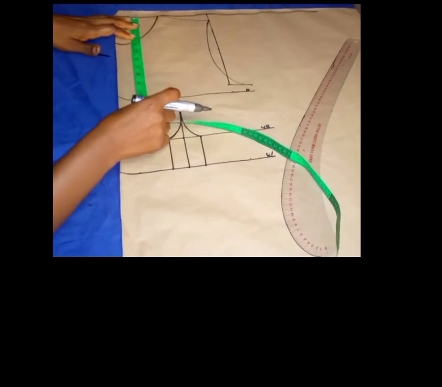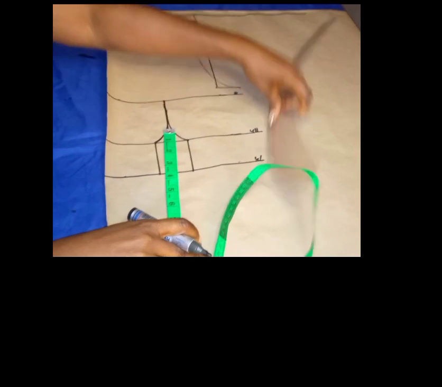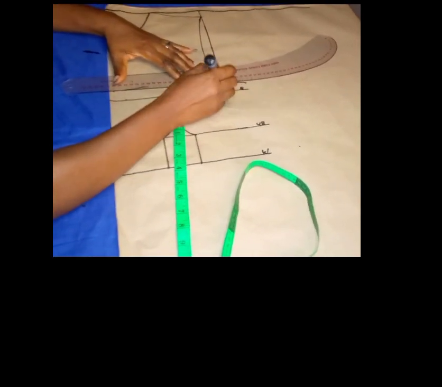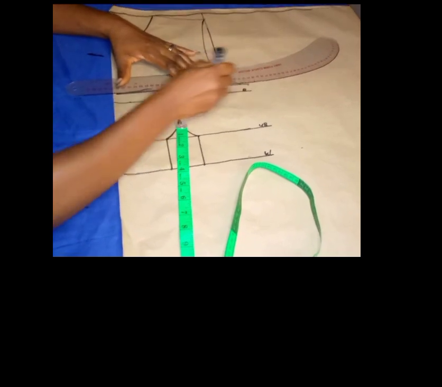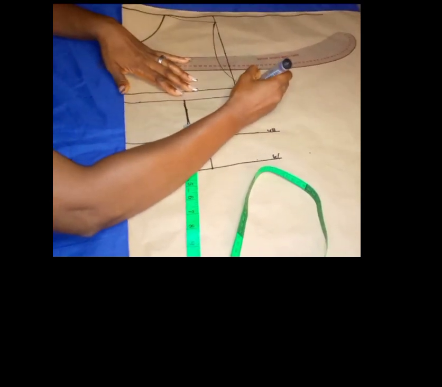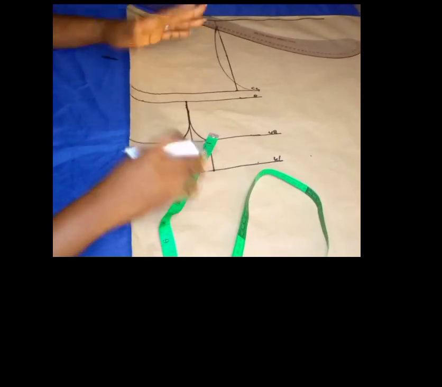Now note that your armhole area is also your chest area, so I'm just going to connect that using a straight rule. That becomes my chest line. So I'm going to label that as CL, my chest line.